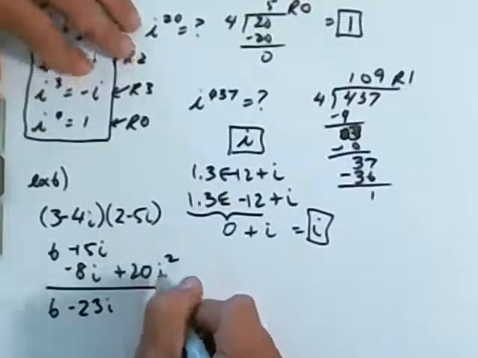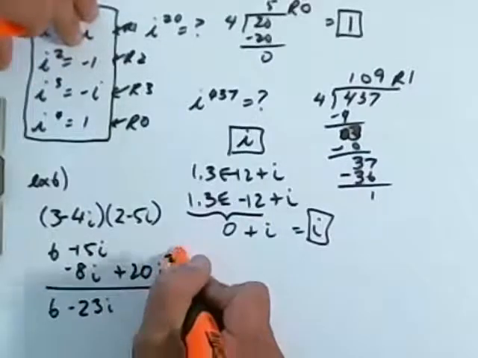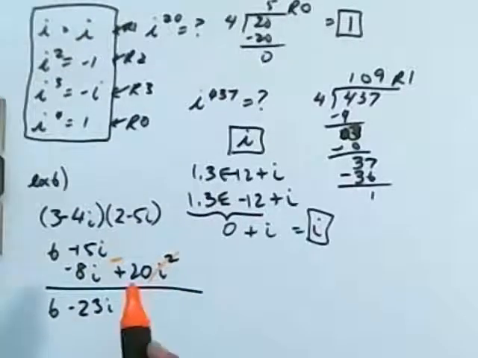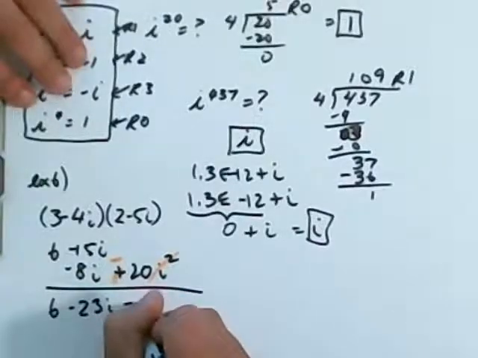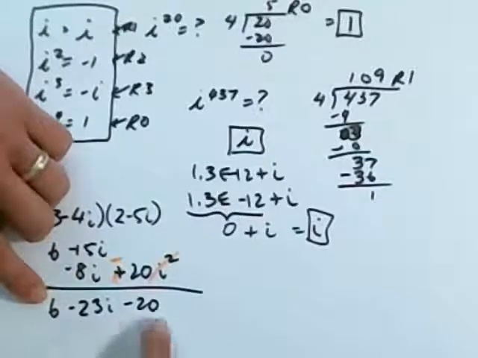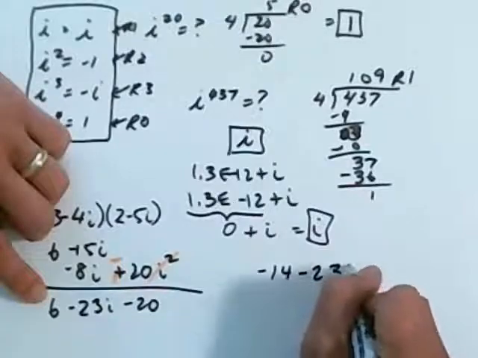What is i squared? We know that i squared is negative 1. So here's a little trick that I use. I just get rid of the squared and change the sign on the top right there. So instead of plus, it's going to be a minus. So let me get my nice pen. Minus 20. And we're going to try to write this in standard form. 6 minus 20 is negative 14 minus 23i.